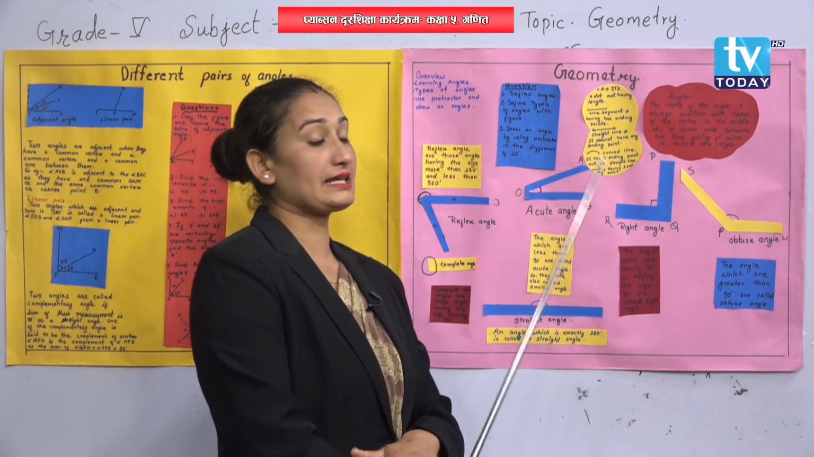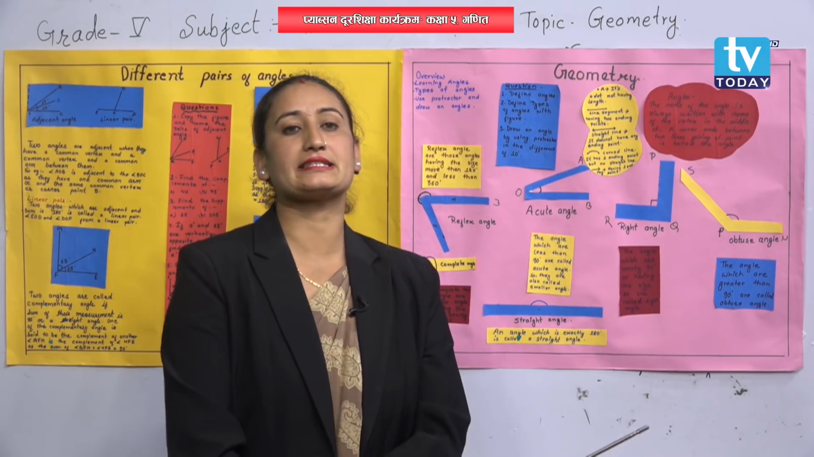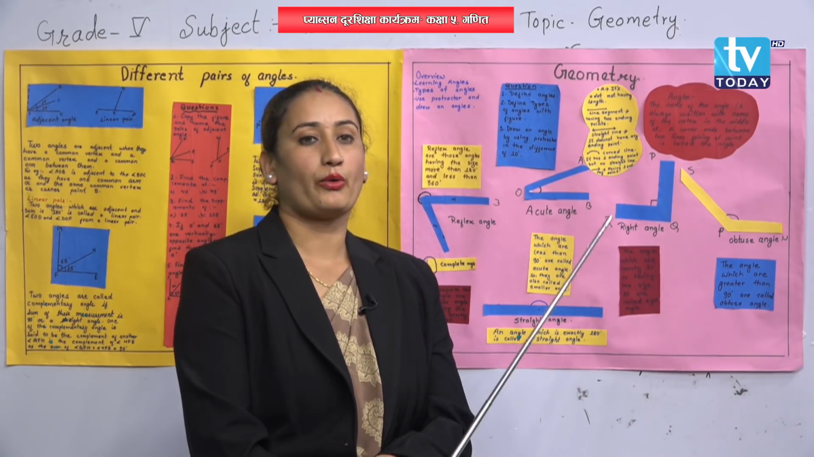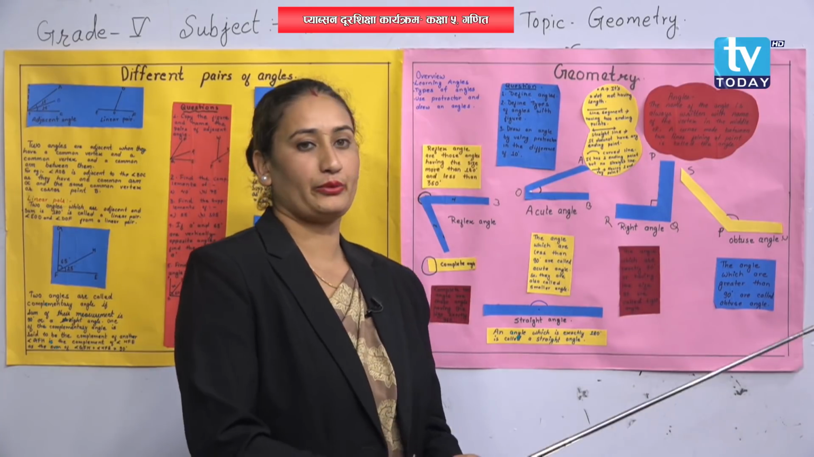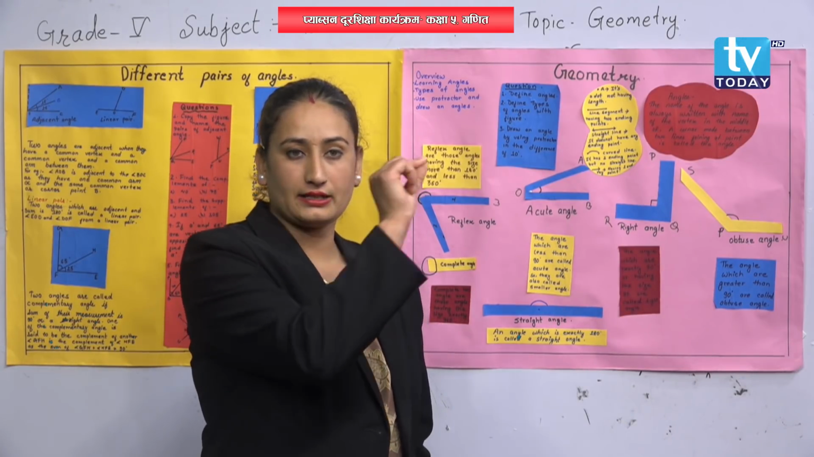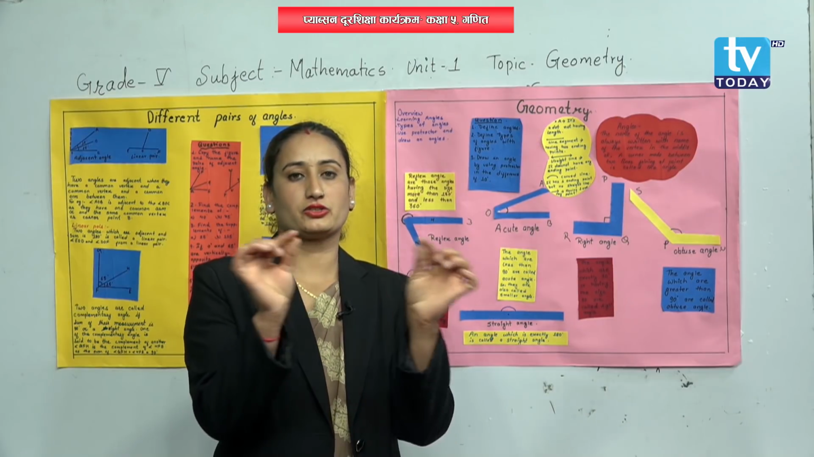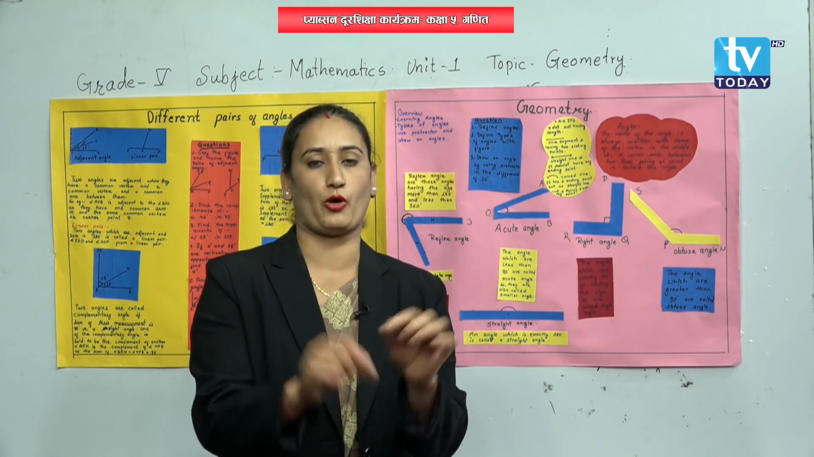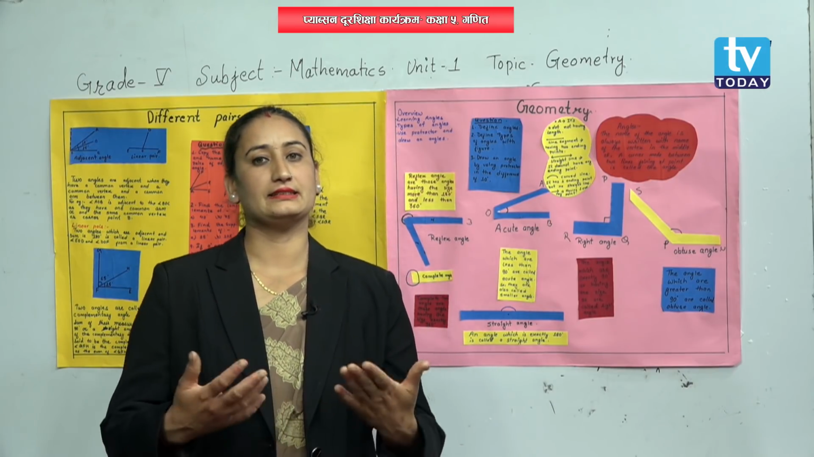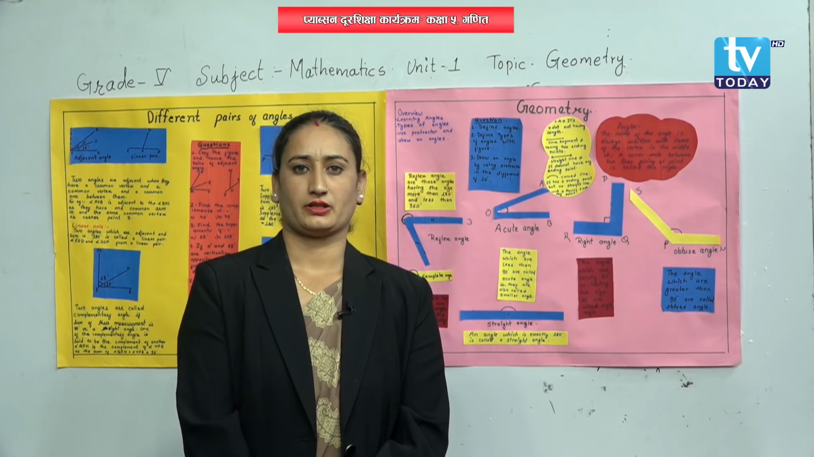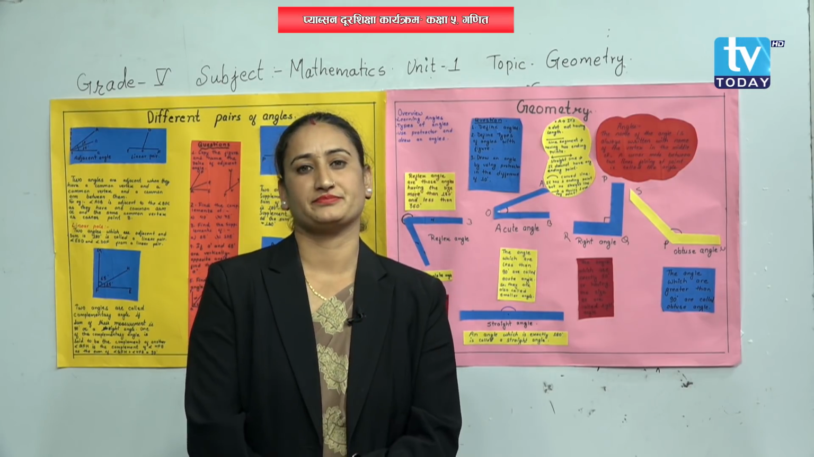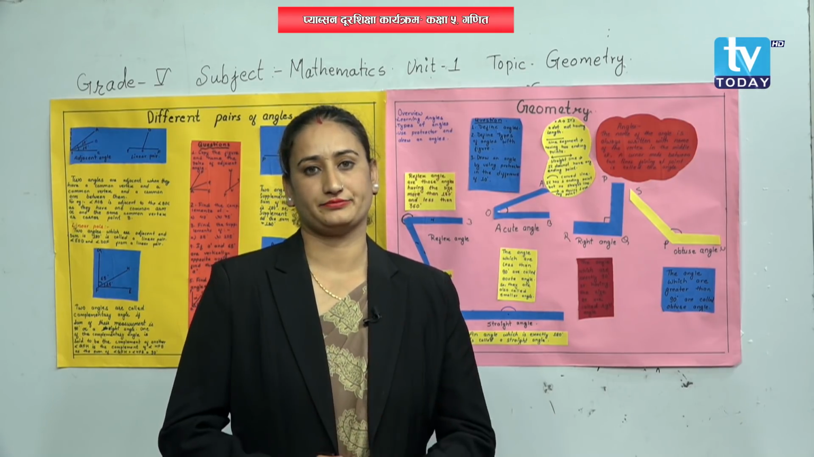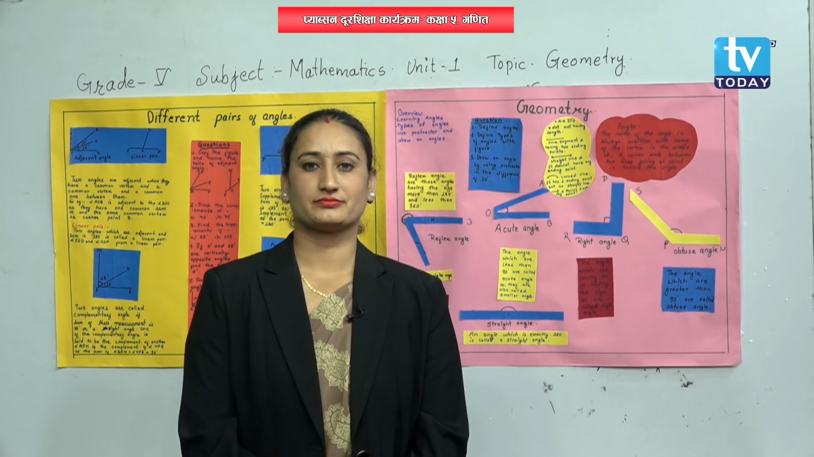After that we come to the line segment. Line segment means what? Have you remembered? Think about it. Where two ending points are there and in the middle there is a straight line joining those two points, we call it a line segment. There are two types of line. What are they? They are the straight line and the curved line.